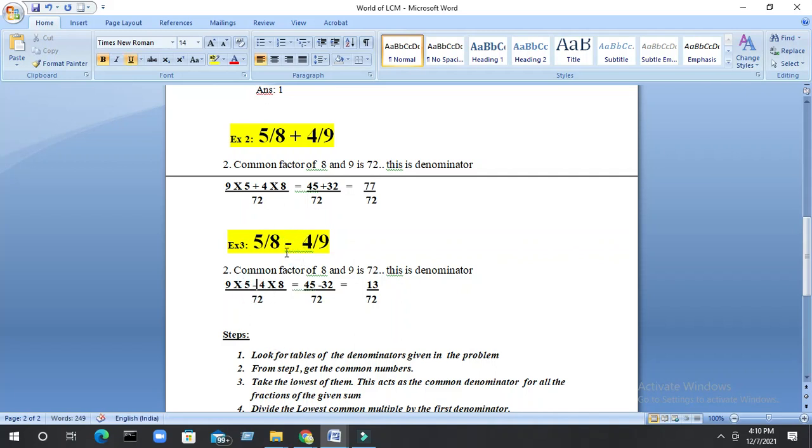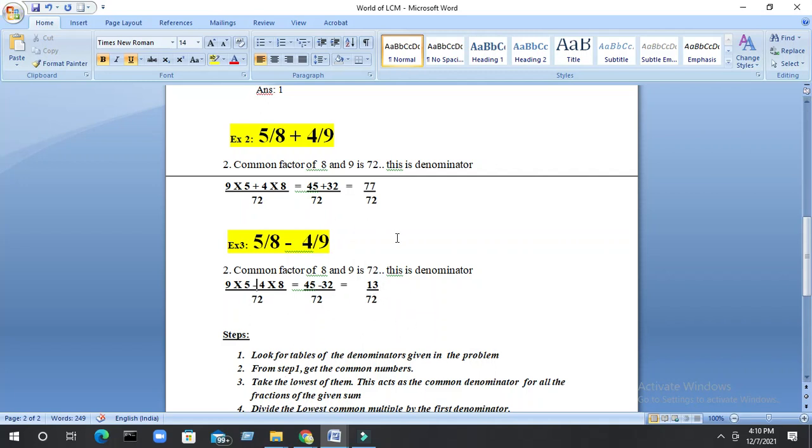Then the same step goes for the second fraction also. In the second fraction, take its denominator, which is 9. Divide 72 by 9. Yes, you got the quotient as 8. Then 8 into the numerator 4. So it is 9 into 5, 45, minus 4 into 8 is 32, divided by 72, which you get as 13 by 72.